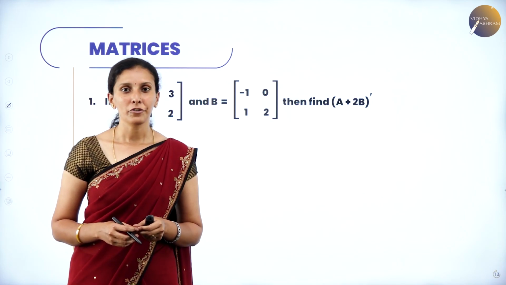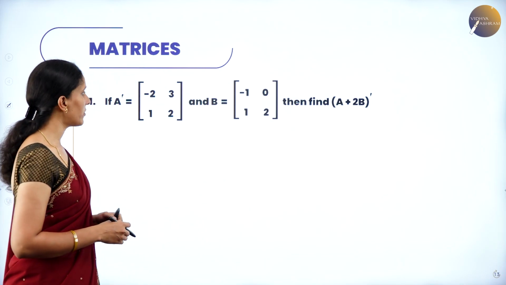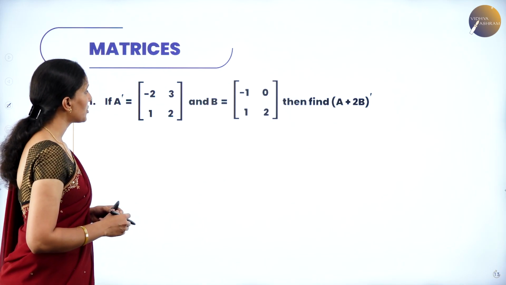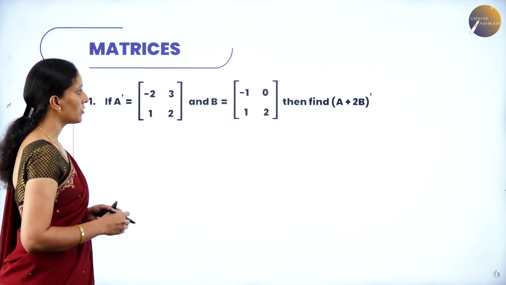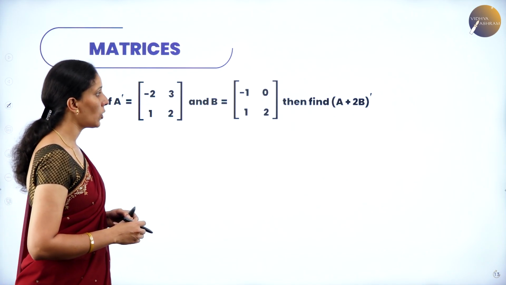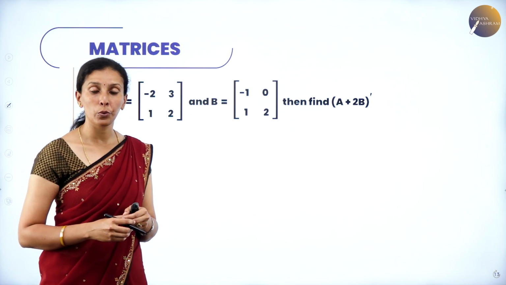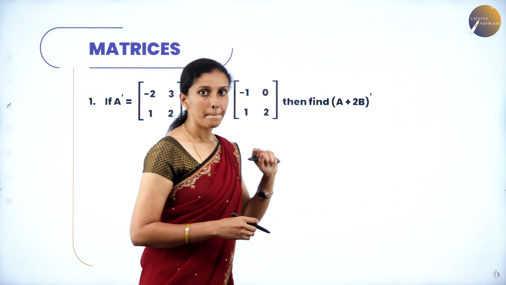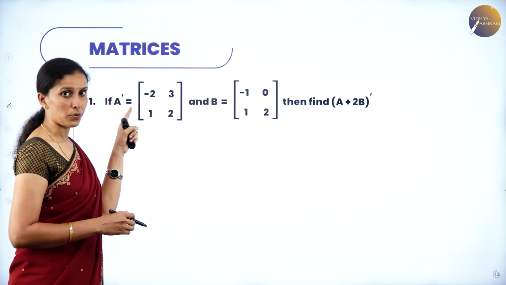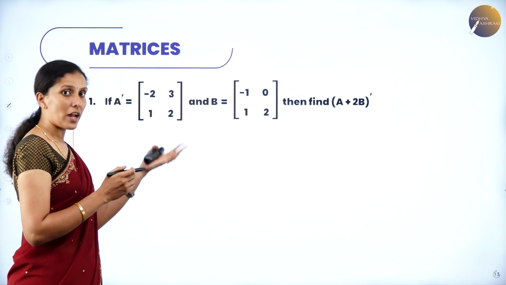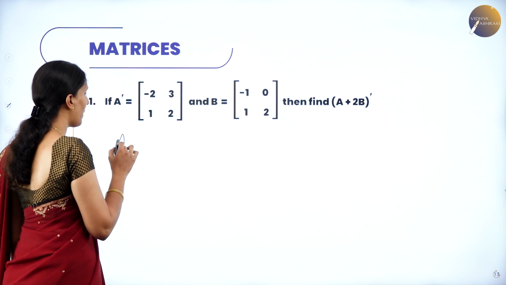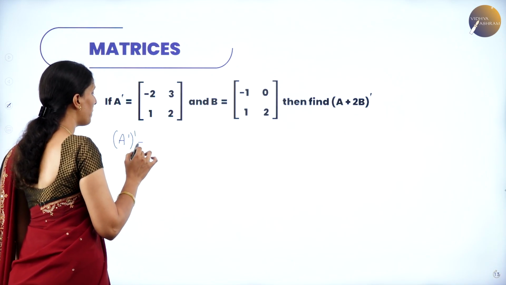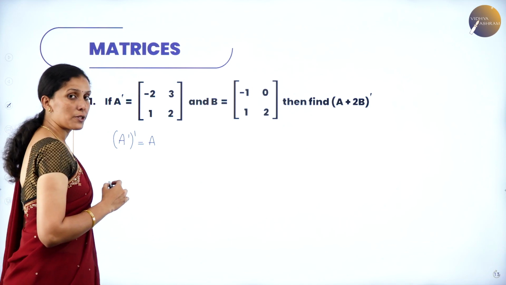Now let's take a few problems on transpose of a matrix. If A dash is equal to [minus 2, 3; 1, 2] and B is equal to [minus 1, 0; 1, 2], then find (A plus 2B) whole transpose. So here we need A, but they have given A transpose. If A transpose is transposed again, then we will get back A. We know this property, right? A double transpose is A.